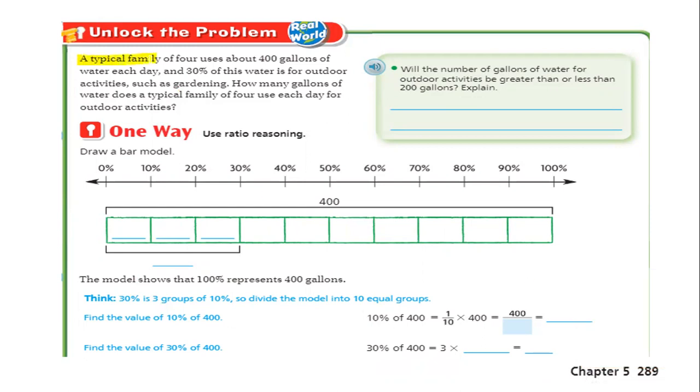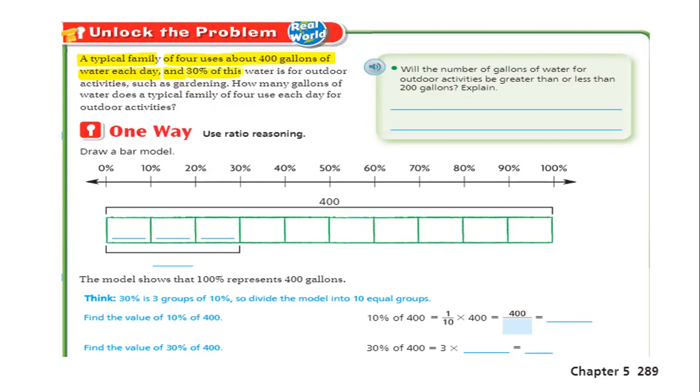A typical family of 4 uses about 400 gallons of water each day. Do you understand this, guys? There is a family, and it uses about 400 gallons of water each day.